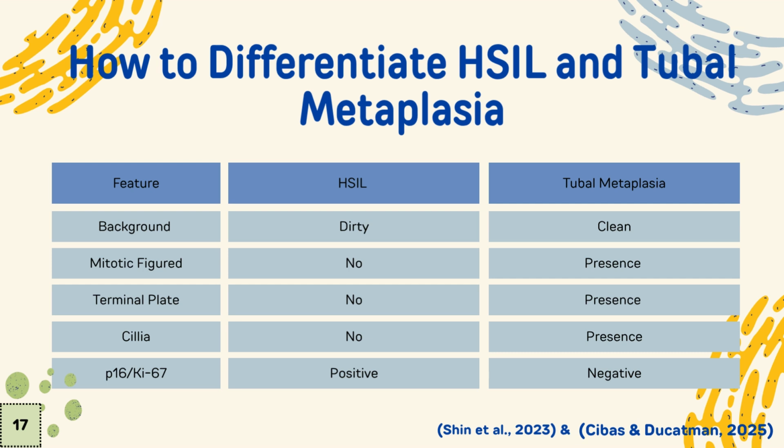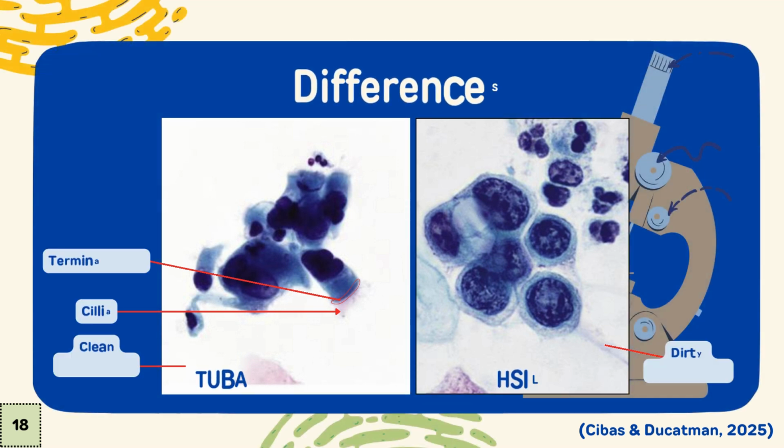Here are some key features for us to look out for. The first one is the background, where HSIL possesses a dirty background appearance compared to the clean background of tubal metaplasia. Other features such as mitotic figure, terminal plate, and cilia are only present in tubal metaplasia and none in HSIL. Additional immunocytochemical staining, p16/Ki-67 stain, is essential to differentiate precancerous and non-cancerous cell, where HSIL will appear positive and tubal metaplasia results are negative. Here are some pictures to better demonstrate between HSIL and tubal metaplasia.